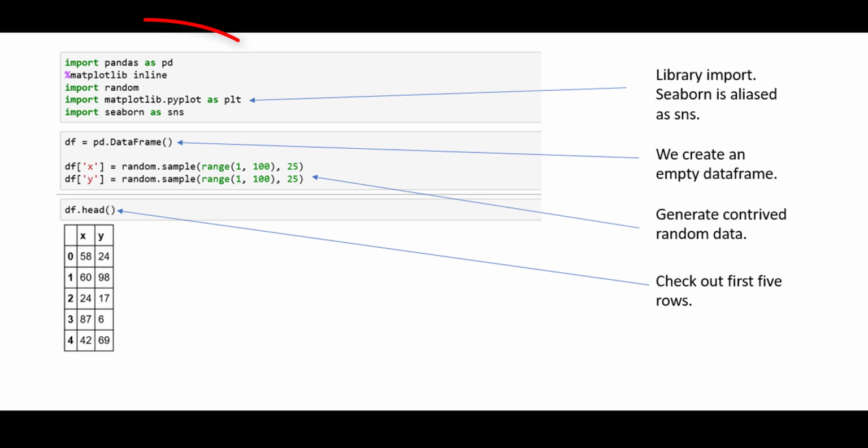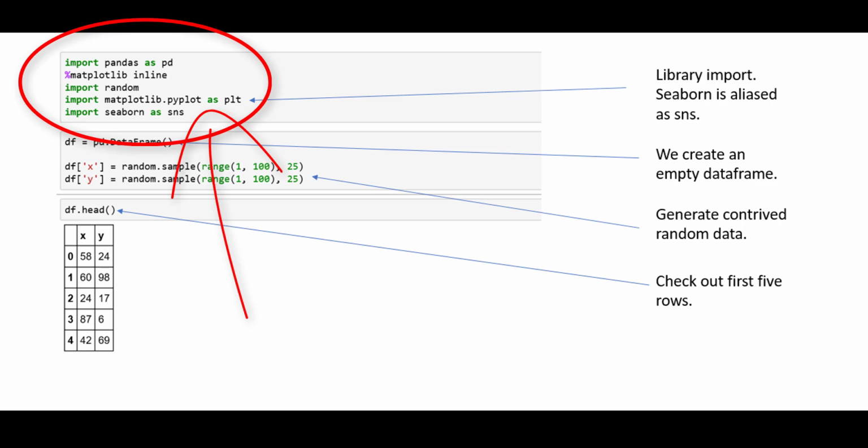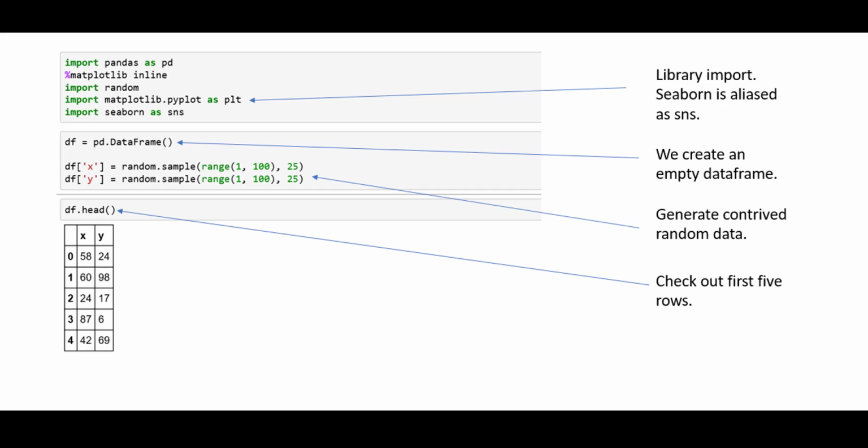First, we need to import some libraries. Notice that we're importing Seaborn and our alias is sns. That will be used to reference Seaborn in the lesson. Next, we create a Pandas data frame and use random to generate some random numbers for our example. Let's check out the first 5 rows with the head method. We've seen this a few times already. Looks good. Let's craft some graphs.